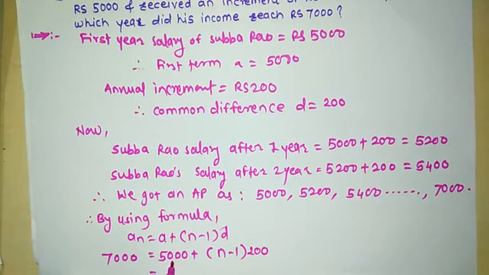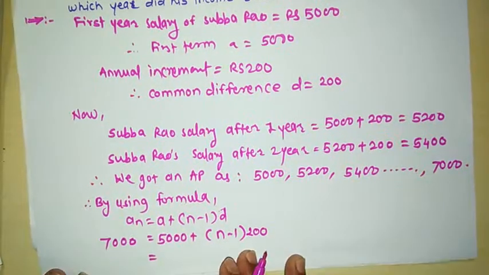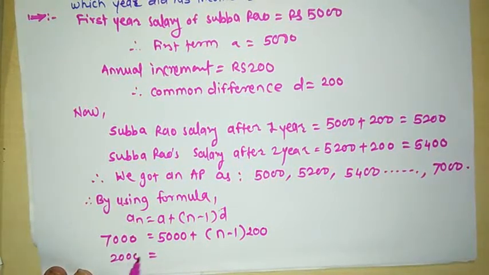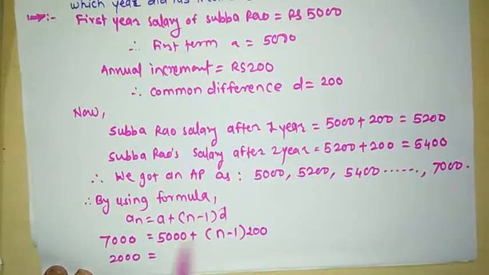Now send this 5000 towards left hand side. It will become 7000 minus 5000, which is equal to 2000. And what will remain here? N minus 1 into 200. 200 into n, which will become 200 n. 200 into minus 1, which is equal to minus 200.